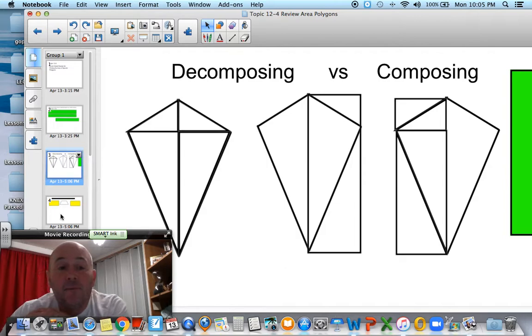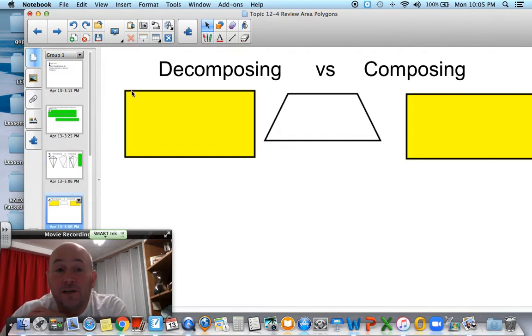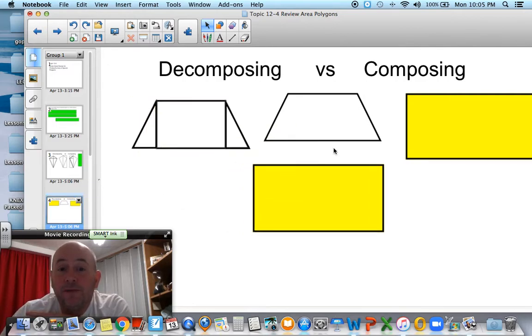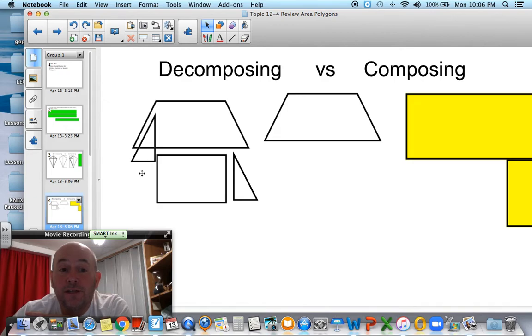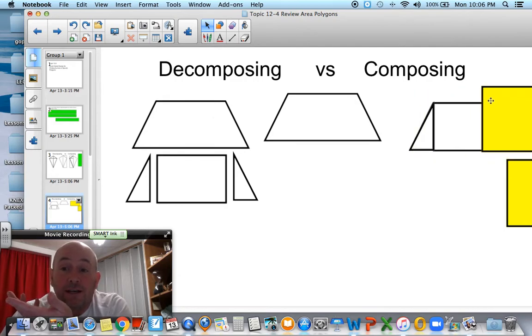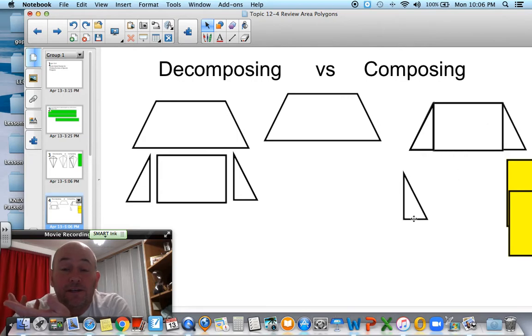Okay? Here's an example of decomposing and composing on a trapezoid. In this case, you can take the trapezoid and break it down into a rectangle and two triangles. And so if you wanted to, you could figure out the area of each triangle, add them together, and then find the area of the rectangle. Or you could use this process of decomposing to recompose things into a rectangle.